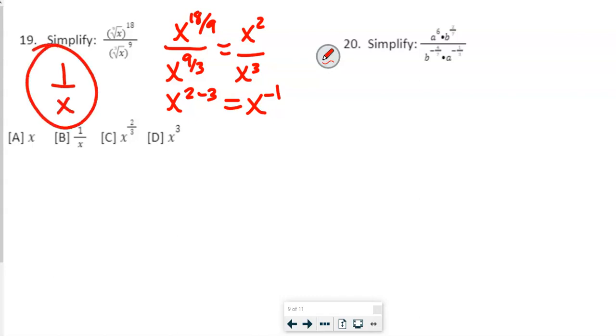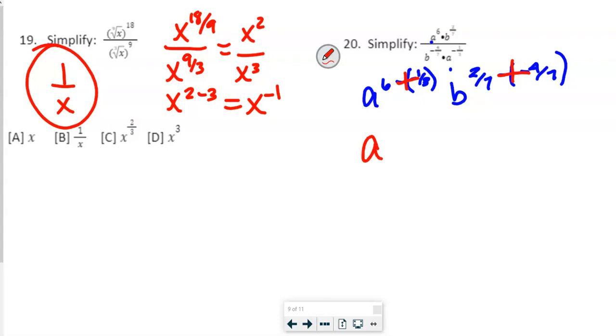The next one we're going to simplify. Okay, so here again, I'm going to look for my like terms. So there's my a and my a. So I'm going to do a to the 6, and I'm going to subtract what was in the bottom. That's minus of minus 1/3, right? So that's going to end up being plus. And then we got b to the 2/7 minus again a minus 4/7. So recall again that when we subtract a negative, it becomes a positive, right? So we're going to add those. So this is going to be a to the 6.